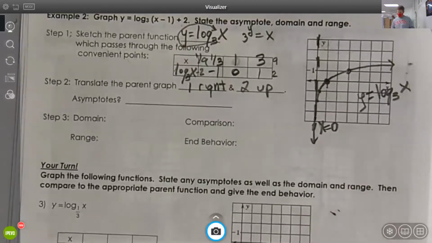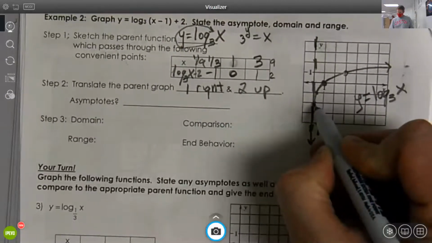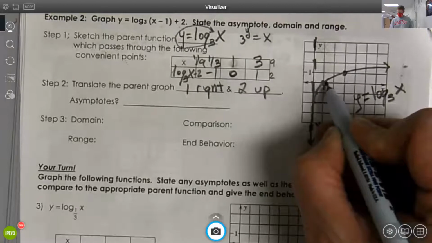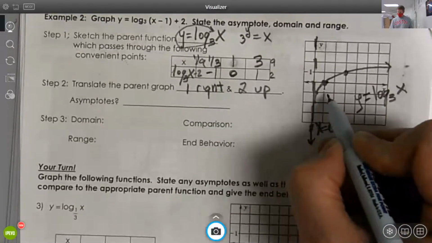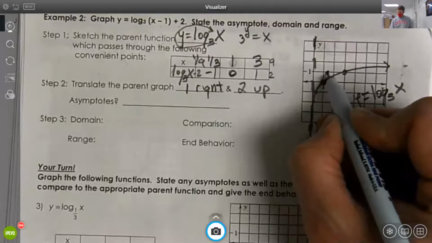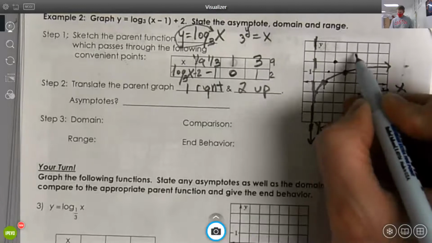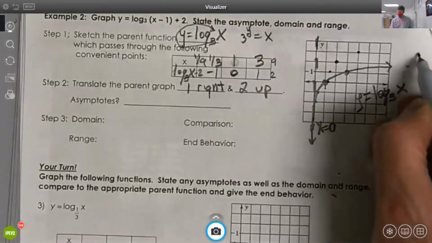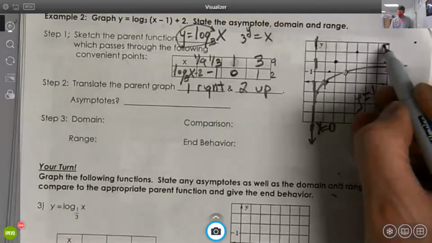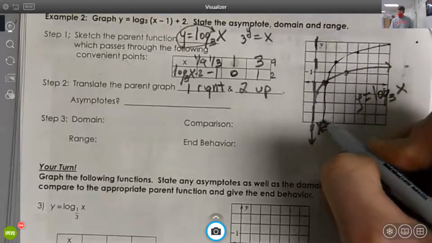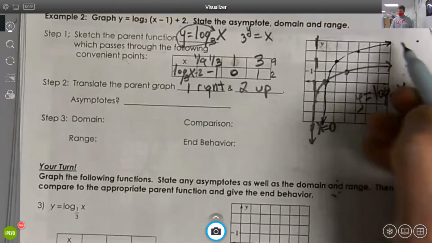If we're going to graph it first, notice we're going to go to the right one. So we're over like 1/9, so we're at 1 1/9, and we go up 2. Then we go over 1 and up 2. Over 1 and up 2. Over 1 and up 2. So our graph is now doing something like that.